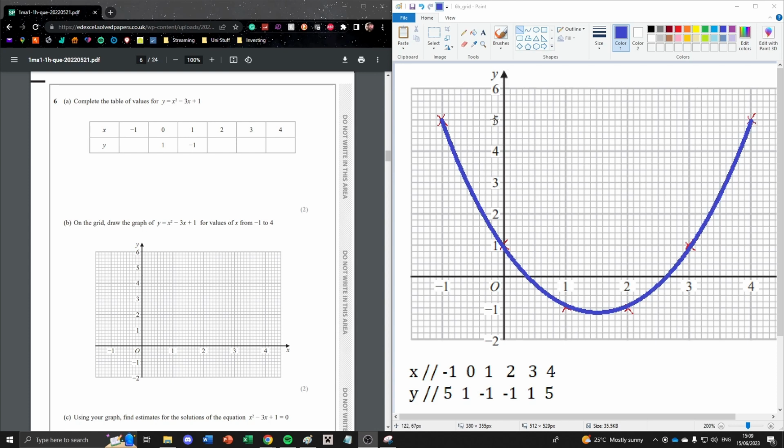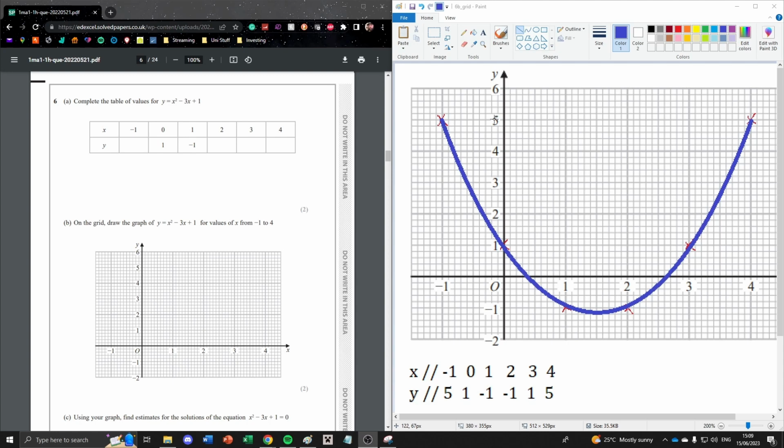Now, what would be an okay way to do this would be to connect up each pair of points with a straight line. But given that we know the approximate shape that this graph is going to take on from it being a quadratic equation, it's better to try and draw a curve.